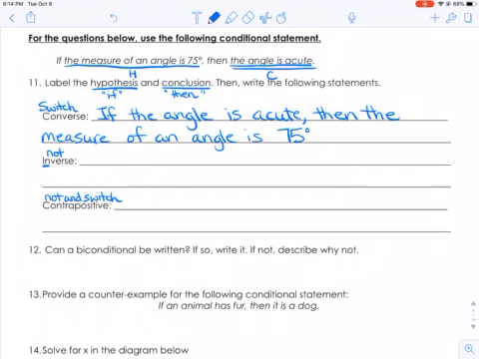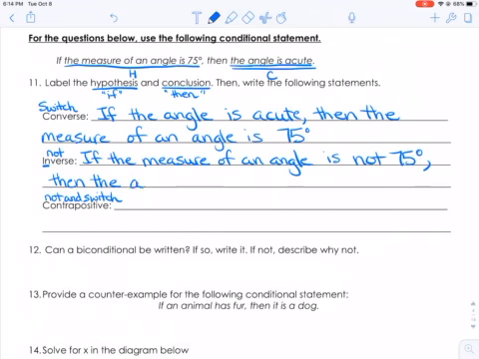So the inverse is the not part. So we keep the order the same. So if the measure of an angle is not 75 degrees, then the angle is not acute.